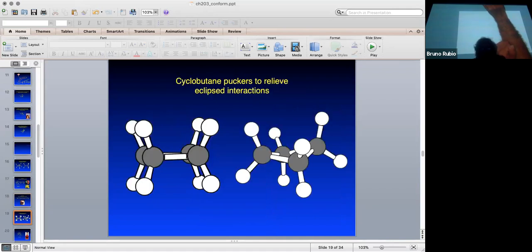Okay, the four-membered ring, cyclobutane. The planar cyclobutane has a lot of carbon-carbon and carbon-hydrogen eclipses, but cyclobutane is flexible enough that it can pucker to relieve the eclipsing interactions. If you make a physical model of cyclobutane, it doesn't want to be planar. It doesn't adopt this planar conformation. It's flexible enough that it can pucker, so that relieves some of the hydrogen-hydrogen eclipses.